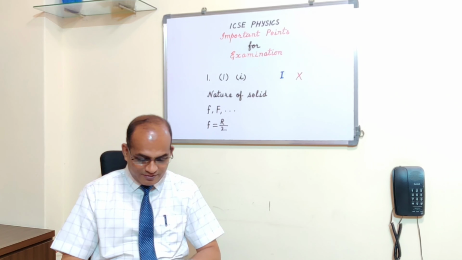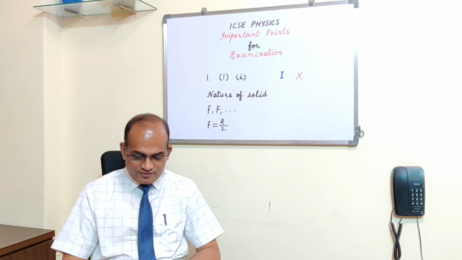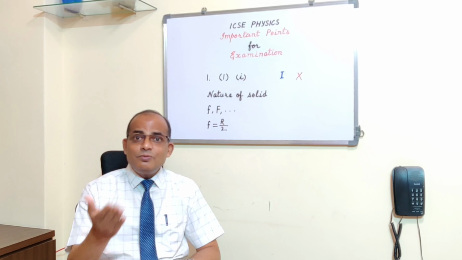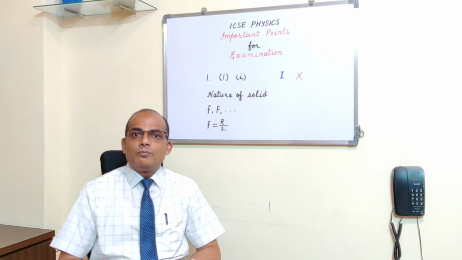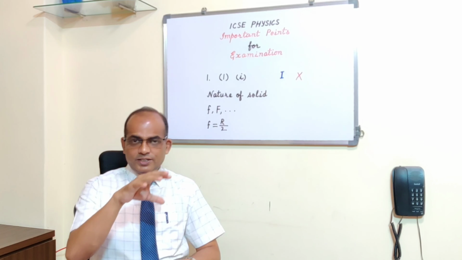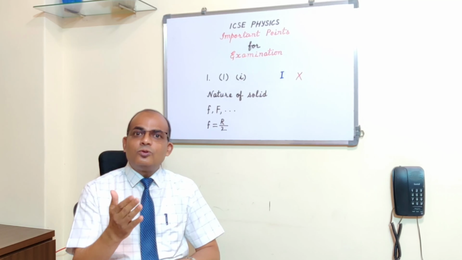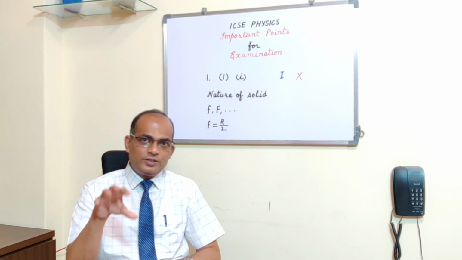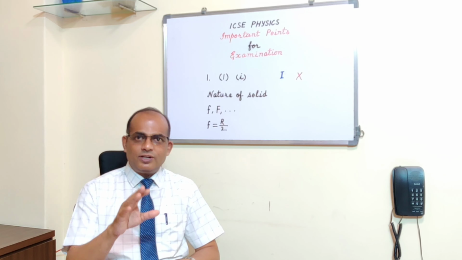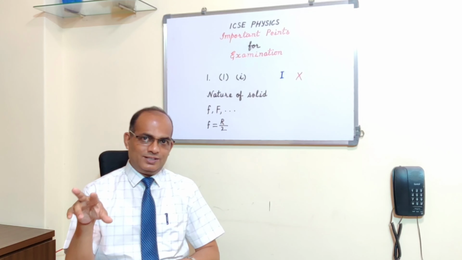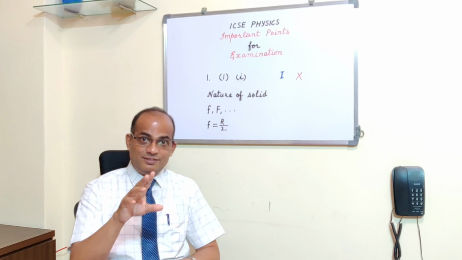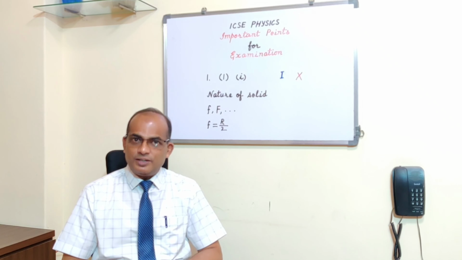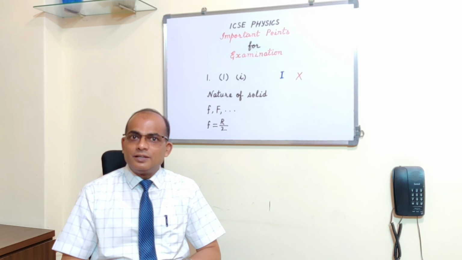Point number 7. In numerical questions, write the given data first and convert in the same units. All the quantities should be in the same units before substituting in the correct formula. So all the quantities should be in the same units. It's not like out of three quantities, two are in the SI system and one is in the CGS system. All should be in the same system of units before you substitute in the correct formula.